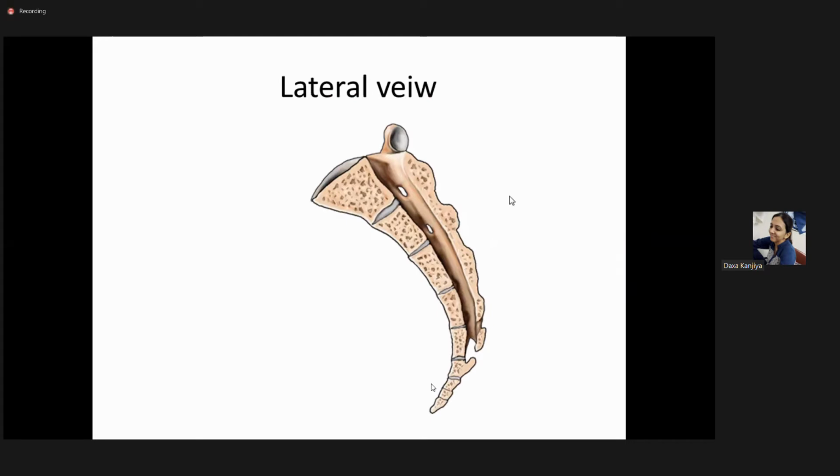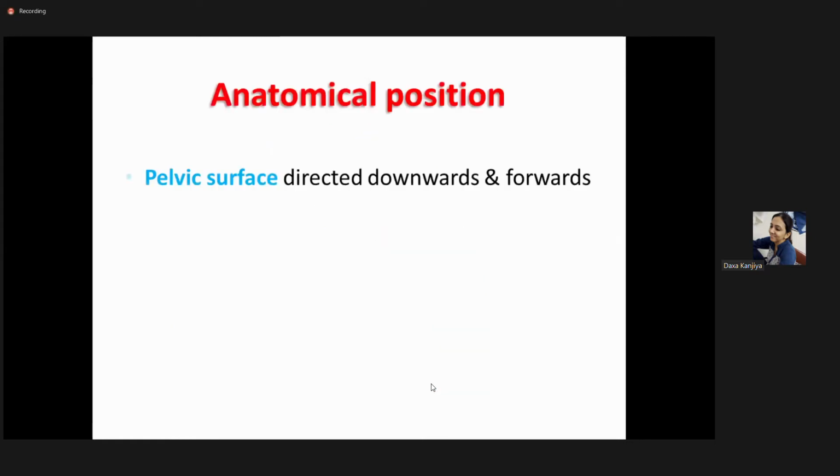This is the lateral view. Now which surface is it? This one is the ventral surface. So what is the direction of this ventral or the pelvic surface? It is directed forward and downward. And the base of the sacrum is tilted, or it is making an angle with the horizontal. So these are the points of the anatomical position.